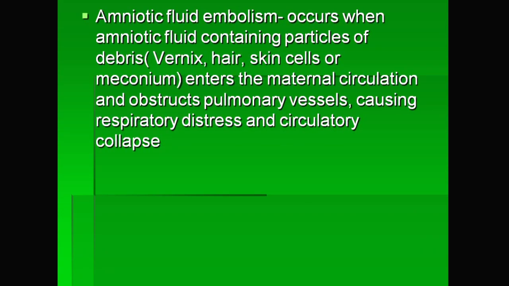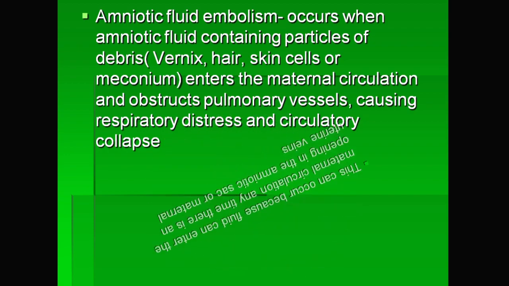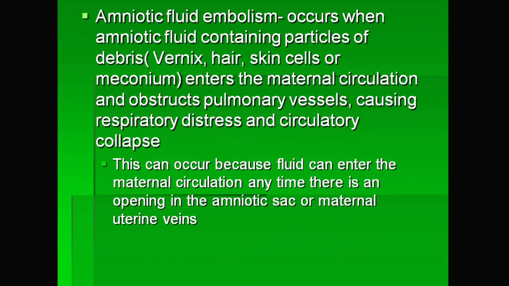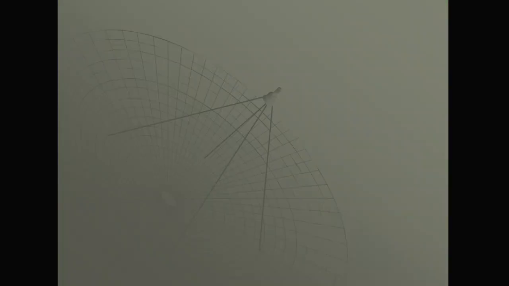Next, obstetric emergencies. Amniotic fluid embolism occurs when amniotic fluid containing particles of debris like vernix, hair, skin cells, or meconium enters the maternal circulation and obstructs the pulmonary vessels, causing respiratory distress and circulatory collapse. This can occur because the fluid can enter the maternal circulation anytime there is an opening in the amniotic sac or maternal uterine vessels.